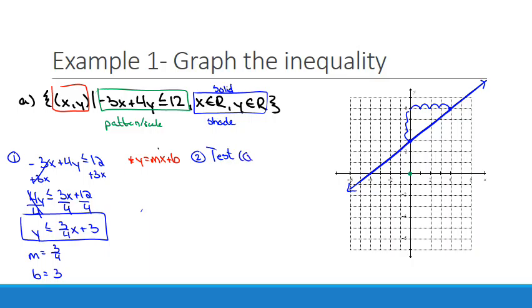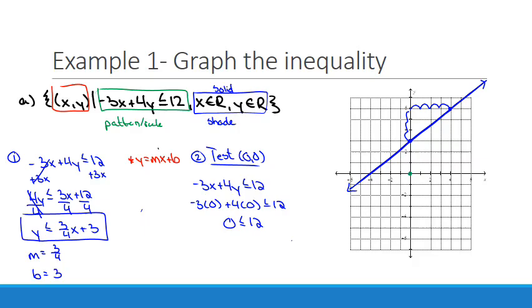And my test point is this, 0, 0. I take my inequality from my set up top there. -3, I'm going to replace the x with 0, plus 4 times 0 is less than or equal to 12. -3 times 0 is 0, plus 4 times 0, which is 0, so they're both 0. So then I'm left with this statement, and I have to interpret it.